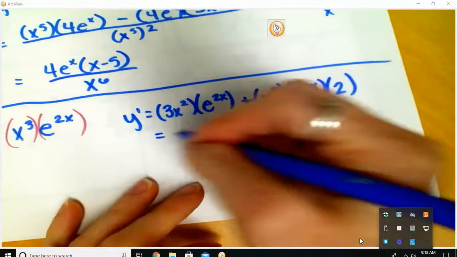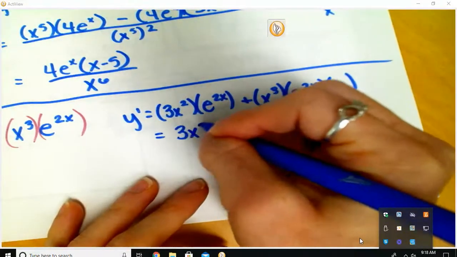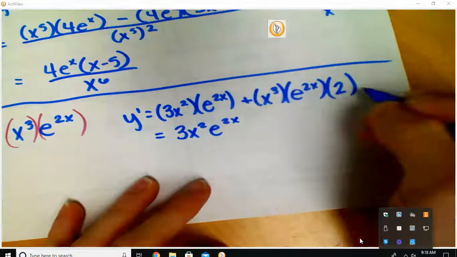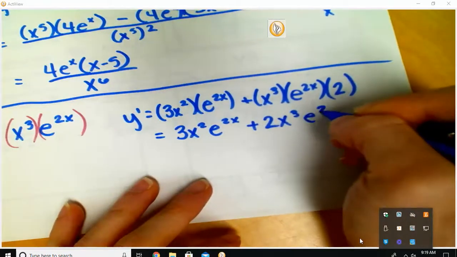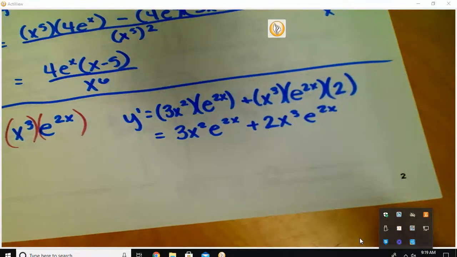And so then just cleaning up, you have 3x squared e to the 2x. I'd pull your 2 out to the front. And that's really all you can do. You could factor out things if you wanted to, but you certainly don't have to. Is that okay?